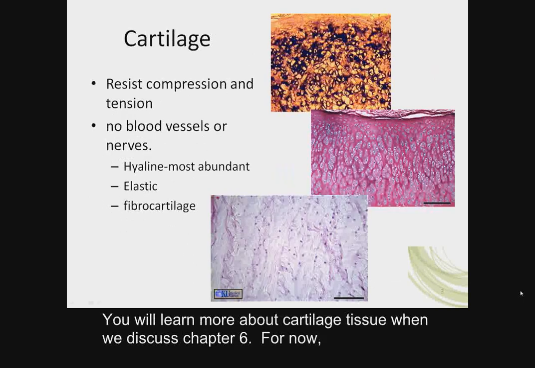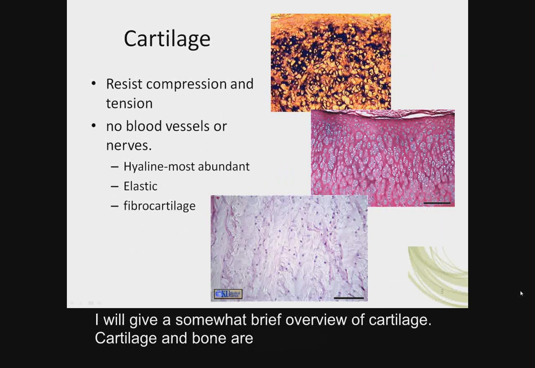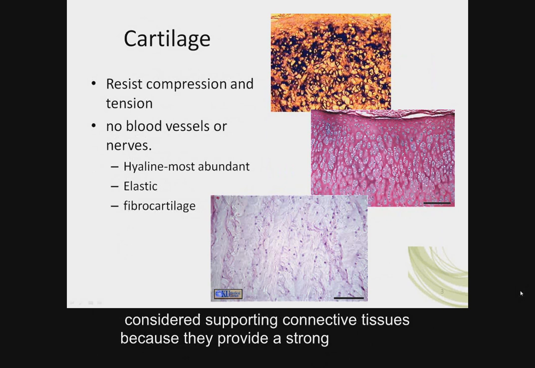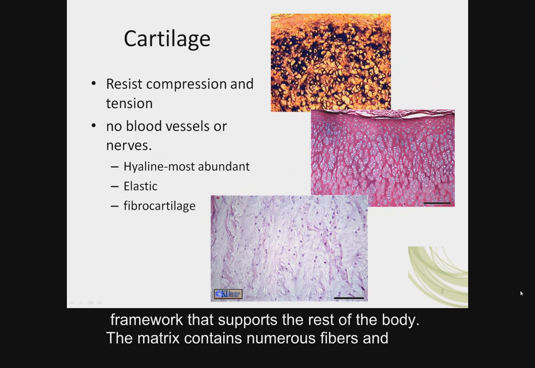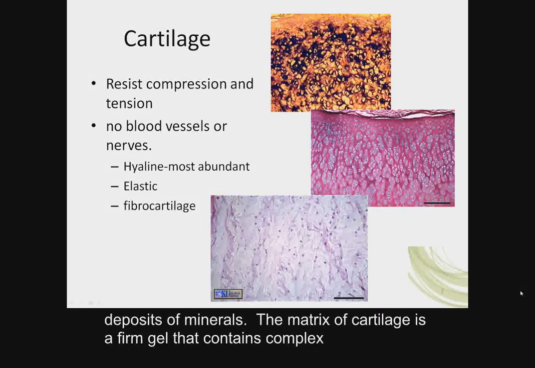You will learn more about cartilage tissue when we discuss Chapter 6. For now, I will give a somewhat brief overview of cartilage. Cartilage and bone are considered supporting connective tissues because they provide a strong framework that supports the rest of the body. The matrix contains numerous fibers and deposits of minerals.